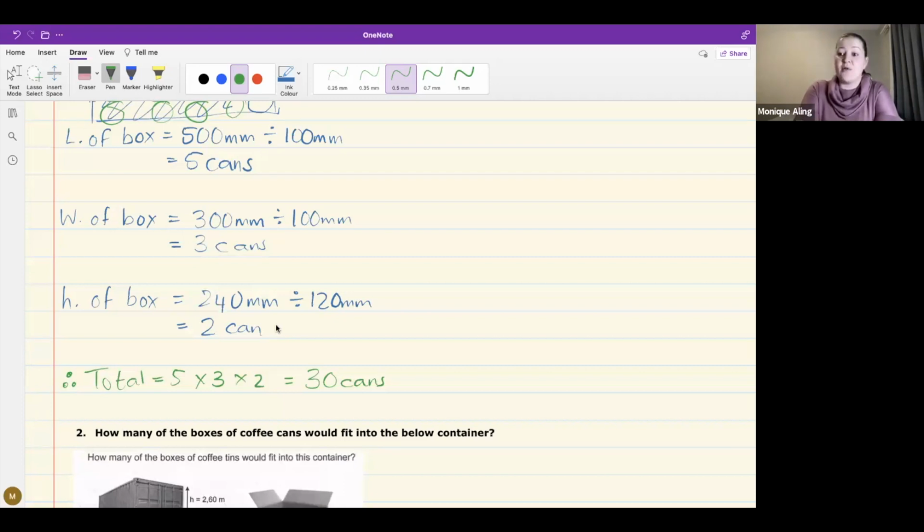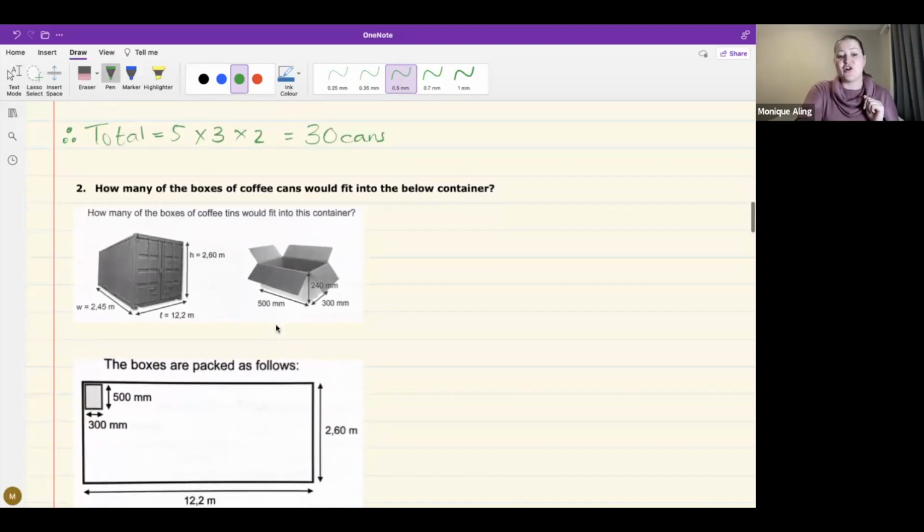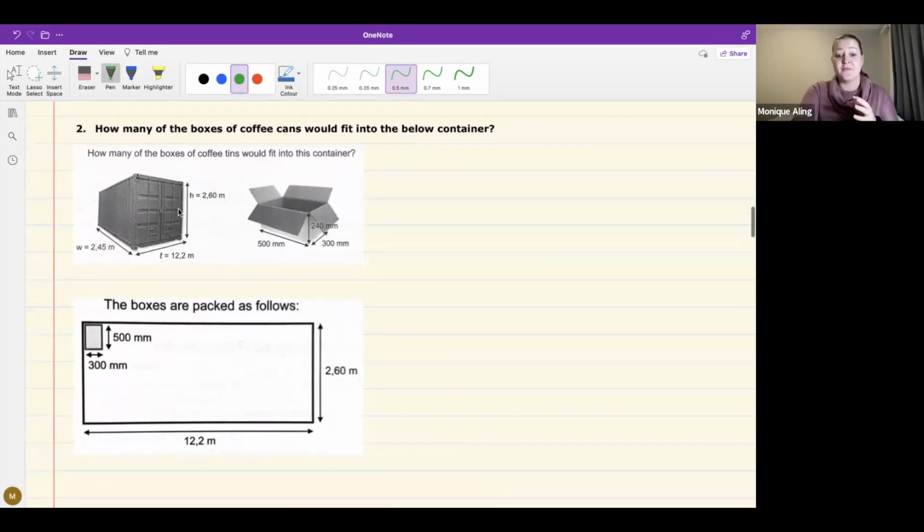Okay, so that was an example of trying to fit cylindrical coffee cans into a rectangular box. Now, we've got our box full of coffee cans. So now picture our box. We want to now pack a container with these boxes. This container is what they use for shipping the products. It's a big container. We want to see how many of our coffee boxes can fit into this container. So now we're looking at rectangles and rectangles. There's no cylinders or circles involved here.